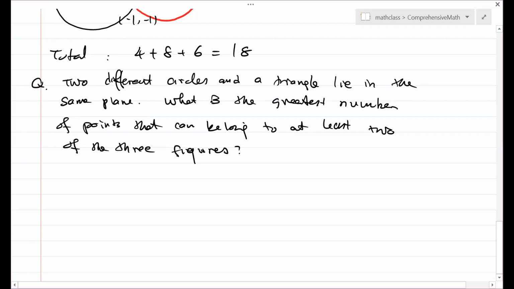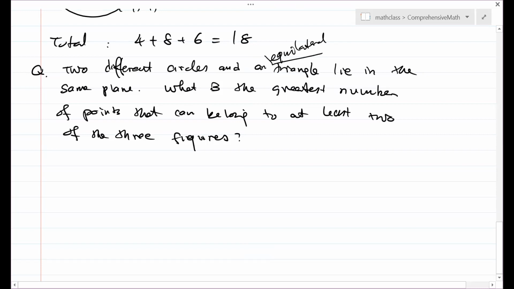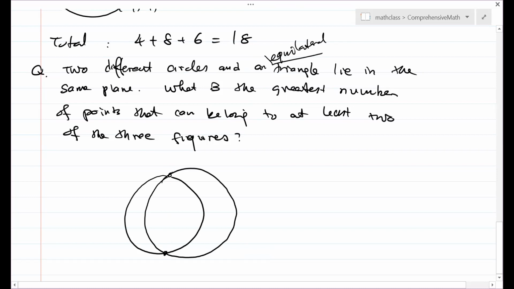A triangle can be any triangle, but let's just assume an equilateral triangle. And the two circles are different circles, and maybe the same size. If we just have two circles, then at most there are just two intersection points. How do we put a triangle going through all the circles as many times as possible?